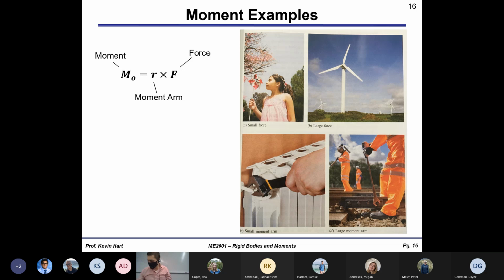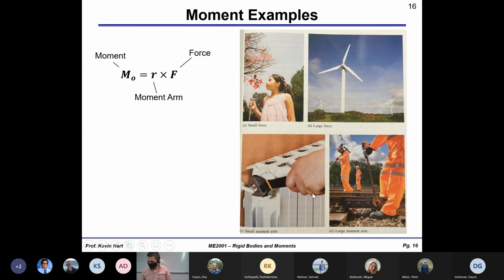I like the comparison here with this girl blowing on a pinwheel. Obviously she can't produce as much force as the gale force of the Midwestern winds on a windmill, right? So this is a difference in the amount of force that you can apply that would amplify this particular portion of the term, right?